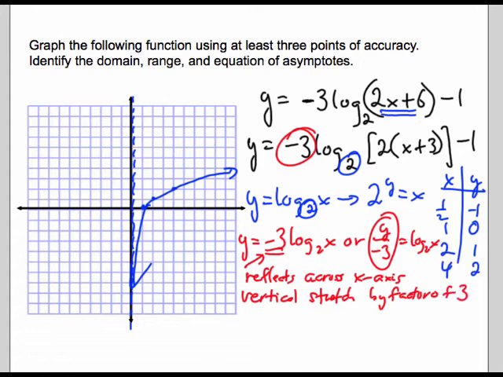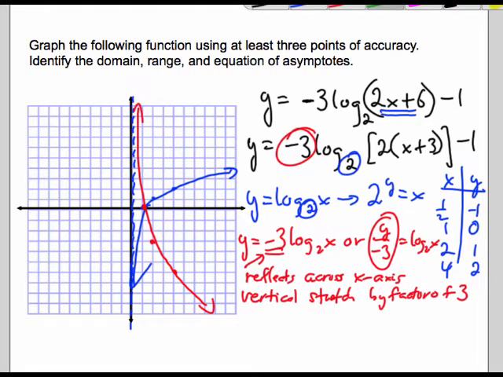So all of my y values have to get multiplied by -3, which will reflect the graph across the x-axis. So a y value of 0 is still a y value of 0. A y value of 1 is now a y value of -3 when it's multiplied by -3. A y value of 2 when multiplied by -3 is now -6. So my graph now looks like so.